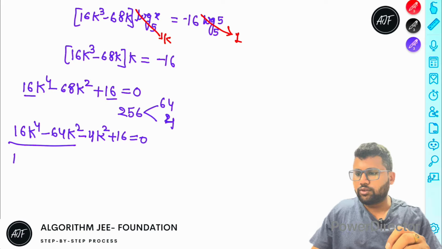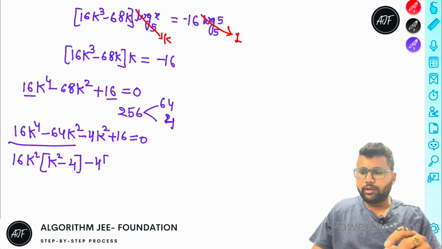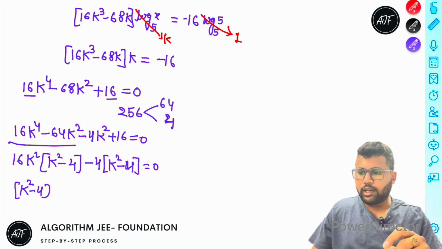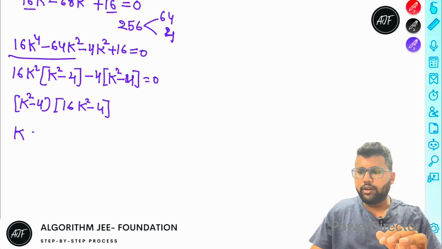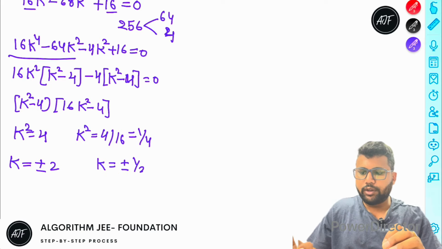So now 16 is common, k square is common, so the remaining is k square minus 16 minus 4 only, because 16 is common, and in this case 4 is common minus, so k square minus 4 is one factor, and the second factor is 16k square minus 4. That means the k square value is, first one is 4, second one is k square is equal to 4 by 16, that is 1 by 4. That means the k value is plus minus 2 and the k value is plus minus 1 by 2.